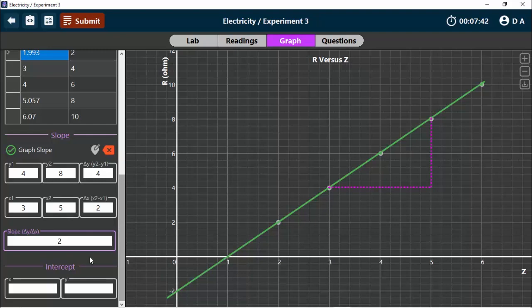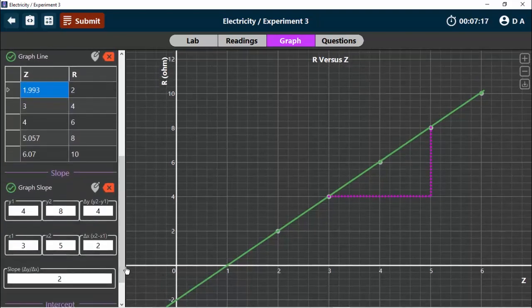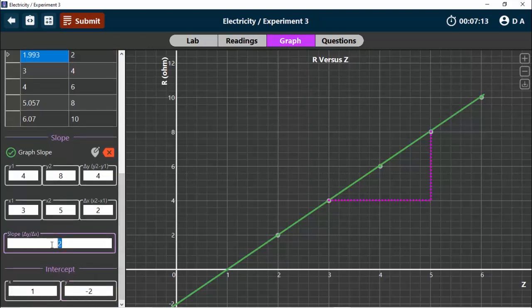So what about the intercept? The x-intercept is the point where this line of best fit touches the x-axis, which is 1. And the y-intercept is the point where this line of best fit touches the y-axis, which is minus 2. Okay, so you need to take note of the slope that we've obtained here, which is 2. So we are done with the graph section.